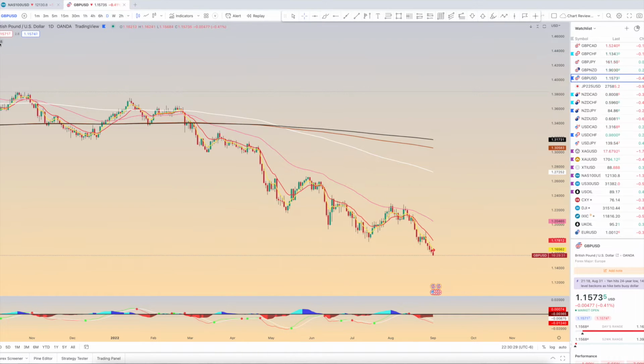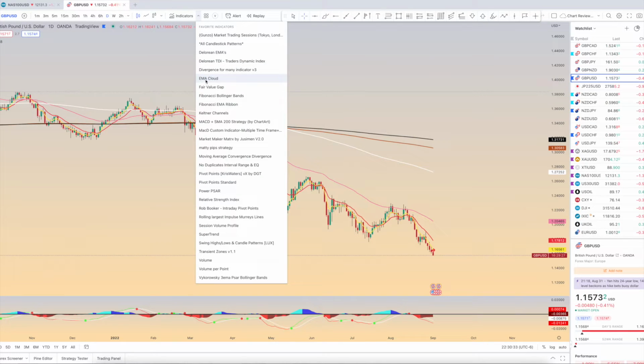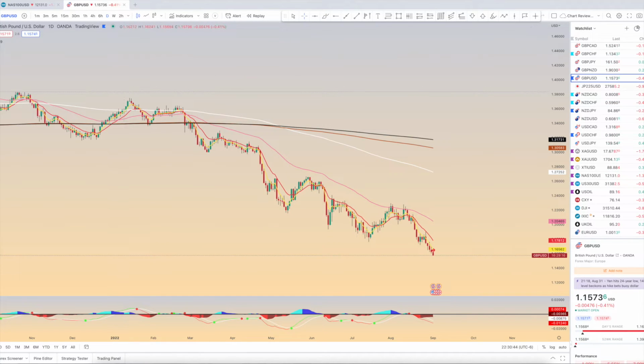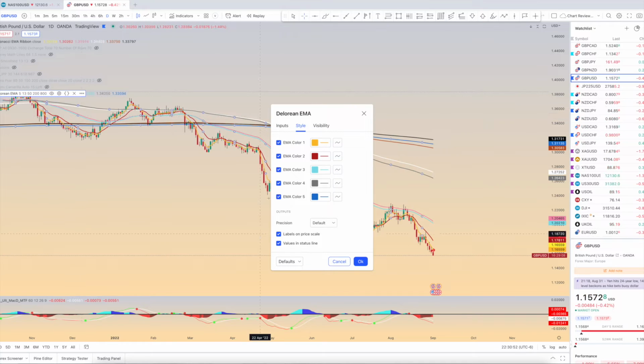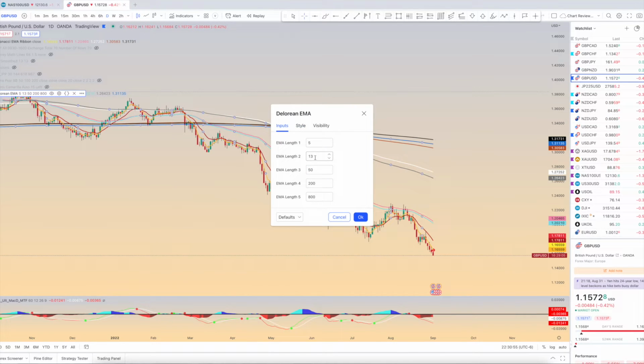But again, you can use other indicators that have EMAs. There's an EMA cloud, so it just looks a little bit different. DeLorean EMAs, right? There are several that you can pick from, but just to give an example, if I click DeLorean EMAs, you see the lines behind mine are slightly different, and they go off the generic ones that every trader is used to. So that's 5, 13, 50, 200, and 800. Why are those numbers picked in this particular one?